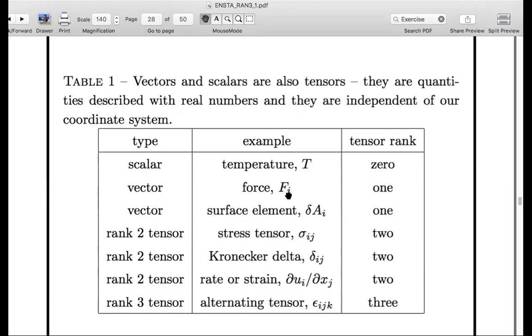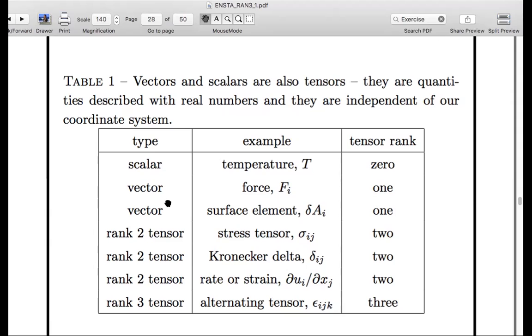A vector has both magnitude and direction. Forces are vectors because you have a magnitude of the force, but also a direction. Velocity, displacement: these are vectors, and you need one index to give the 3 components in a 3-dimensional space. So that becomes a tensor of rank 1.